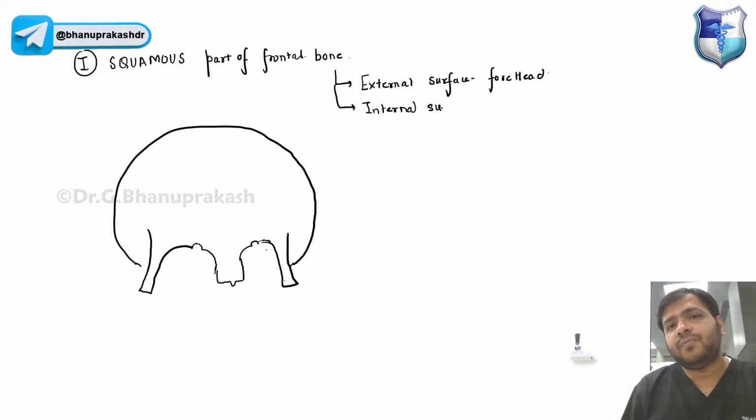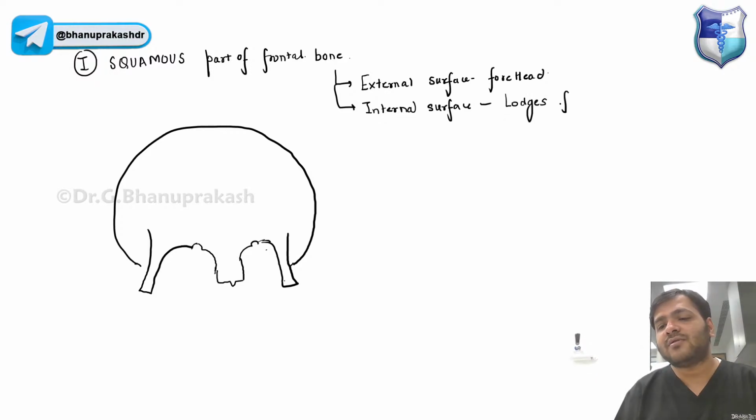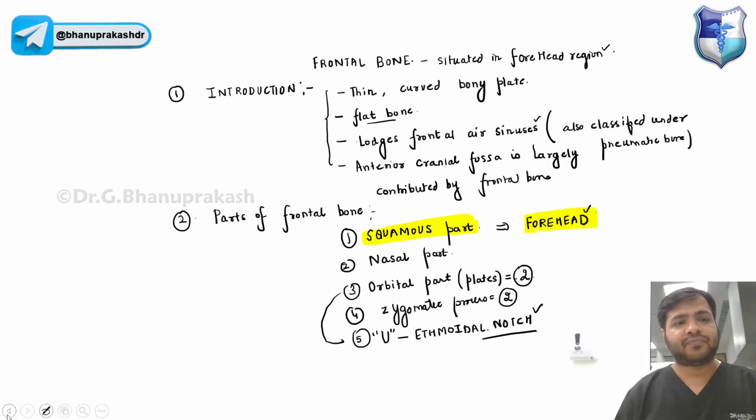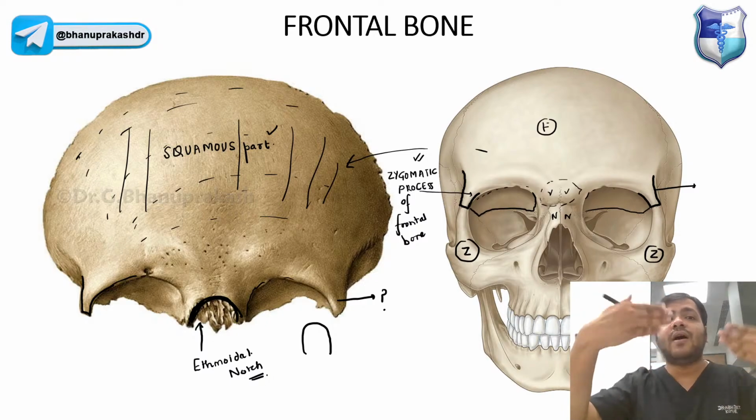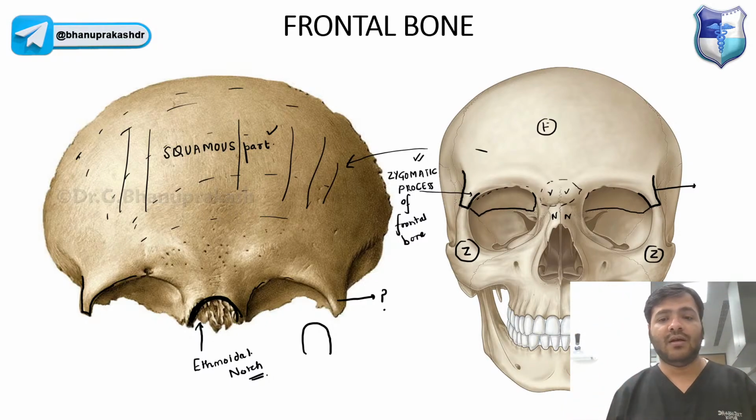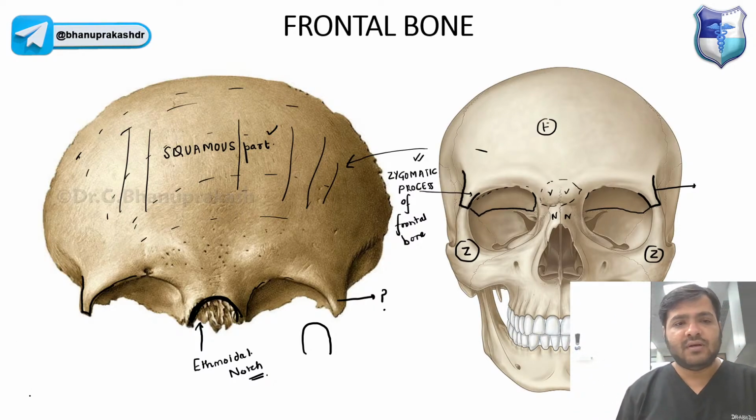And you guys already know, inside the surface, what will be present? It will be lodging the part of the brain that is called the frontal lobes. Right, frontal lobes. If you can just see over here, this is the outside surface, the external surface which forms the forehead. And on the inner side of this forehead, the internal surface, which part of the brain will you see? Yes, you already know, we will have the frontal lobes, right?